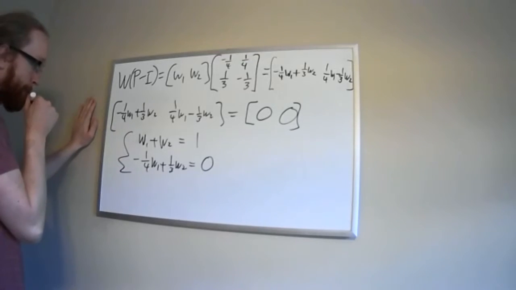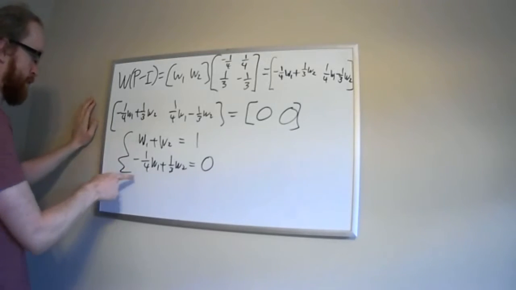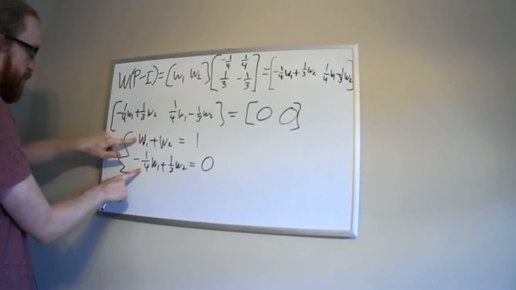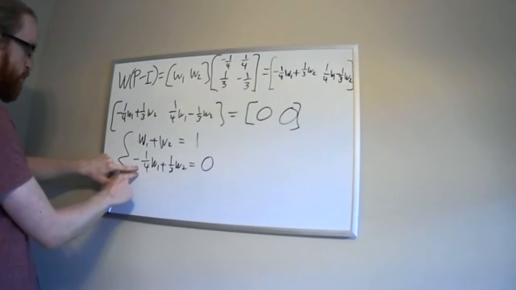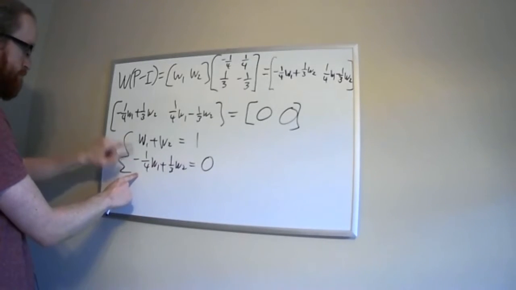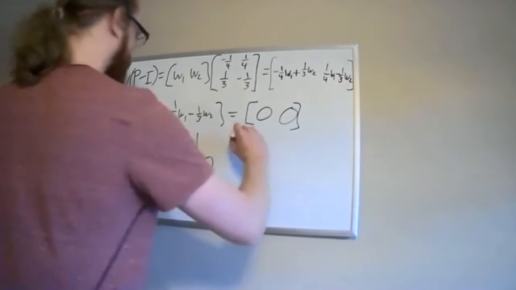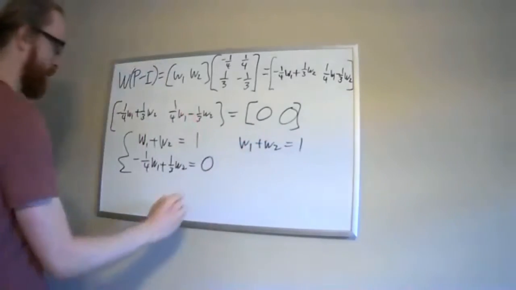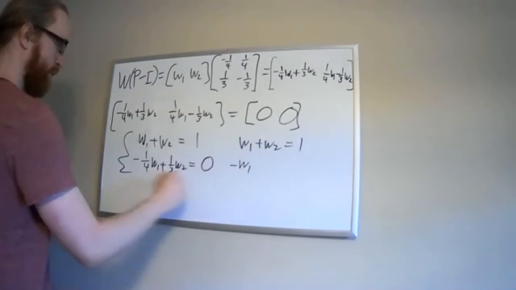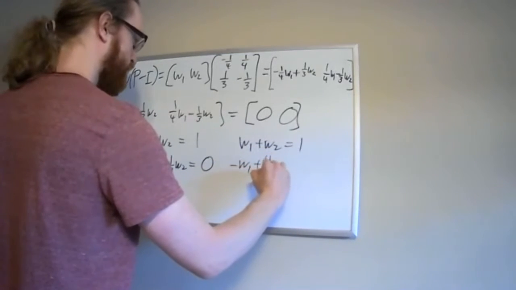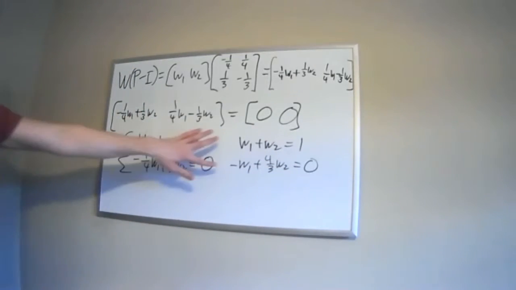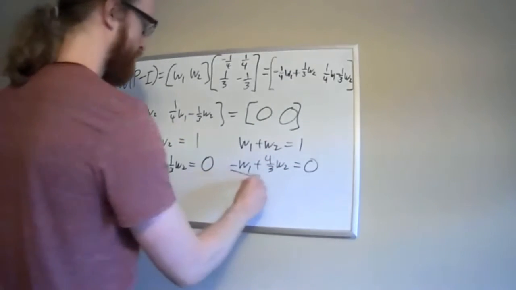If I was going to do the elimination method, maybe I'm going to cancel out W1. And so I want these coefficients to be opposites. So maybe I would multiply the second equation by 4 to get -1 in front of W1, so that these guys will cancel. So let's multiply the second equation by 4. And what will I get? I'll get negative W1 plus 4 over 3 W2 equals 0. And now I'm going to add these two together.